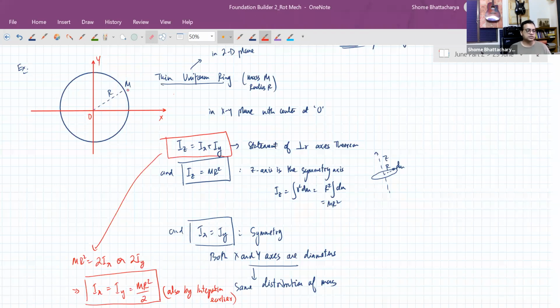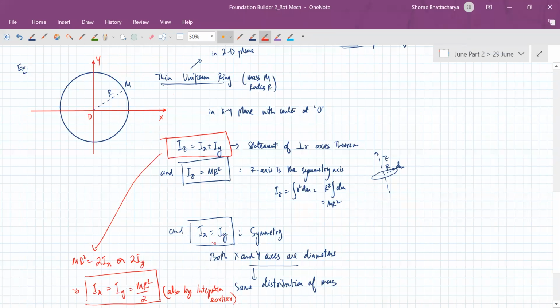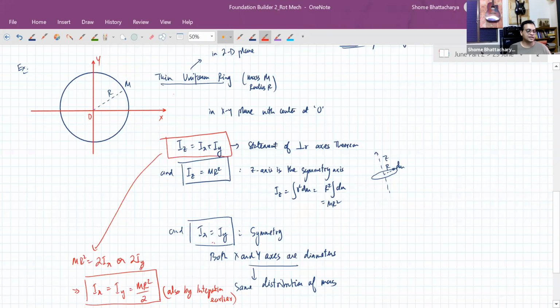But of course, the key to this situation was not only the statement of the perpendicular axis theorem, but the symmetry also. If this had not been symmetrical like this, then we could not have written this as 2 times Ix or 2 times Iy.